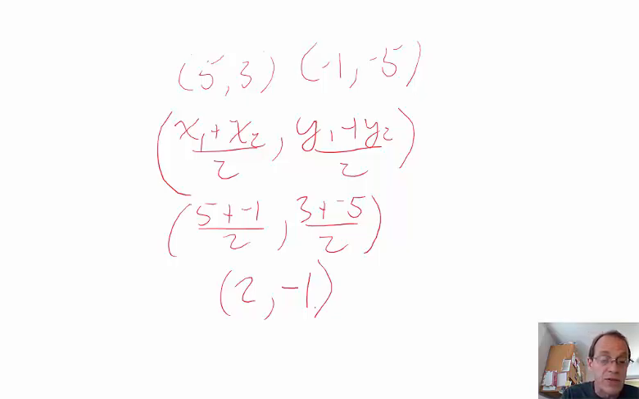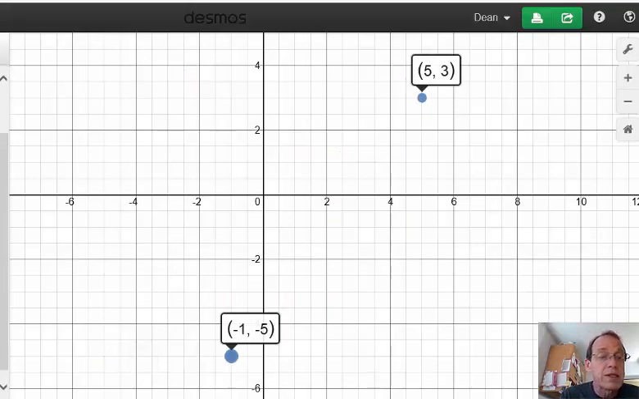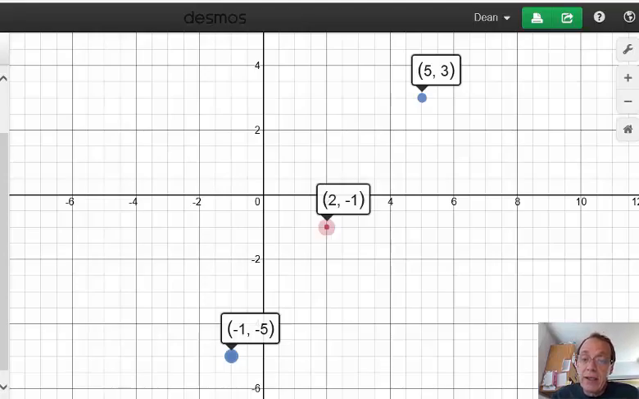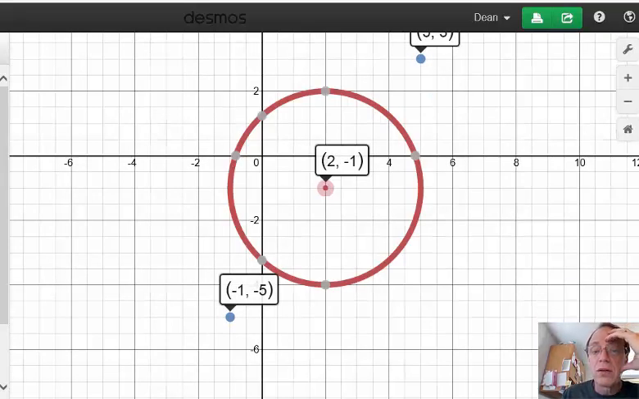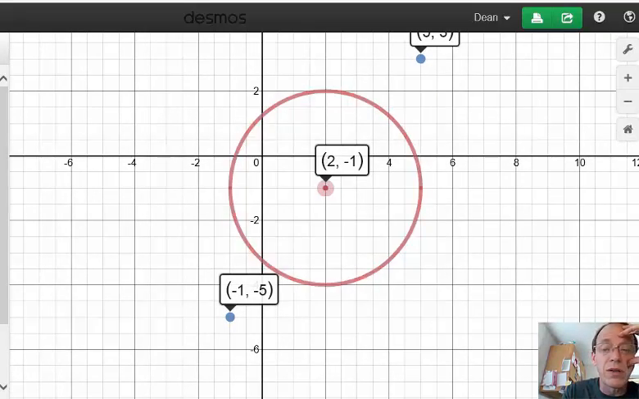Let's go back to the graph and see if that works. That looks like the center of that circle. So now that I know where the center is, I just got to find the radius. Finding the radius is going to require that I know how far apart the diameter is. Okay, so you can see we have the circle here, but we got the radius wrong because it's not going where it's supposed to. So we're going to have to play around with it until we get the radius the way we want it to.